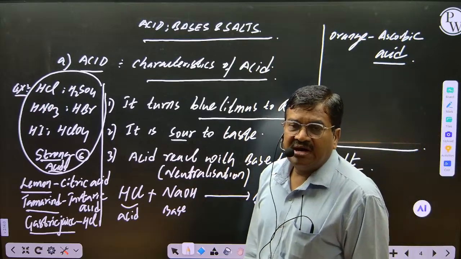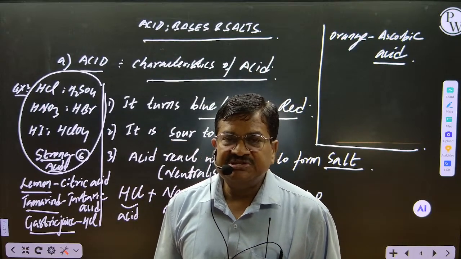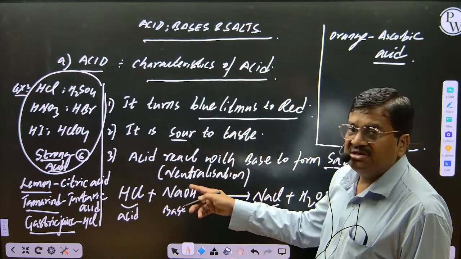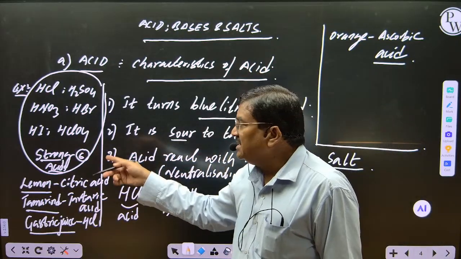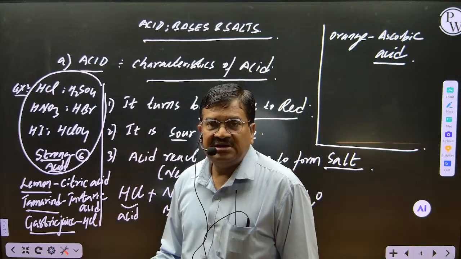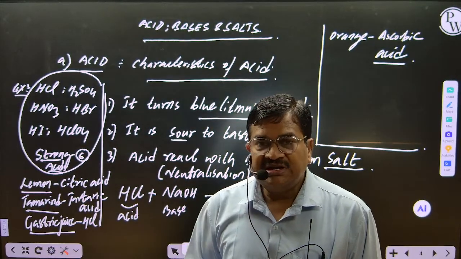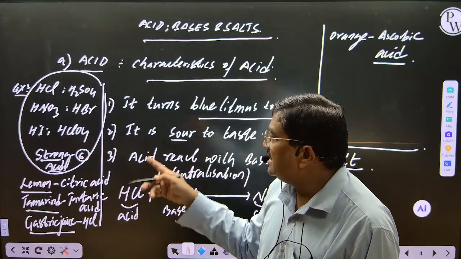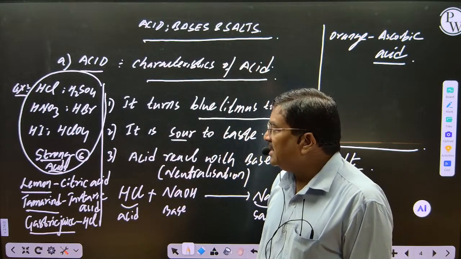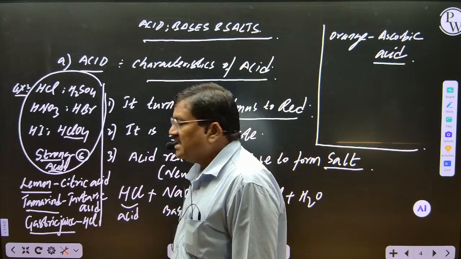Understood, students? So the characteristics of acids are understood, simple. It is sour to taste. They turn blue litmus to red. They will react with base to form salt and water. And based on the ionization of acid, we divide the acids into strong acid and weak acid. Strong acid means what? They will completely ionize, even at moderate concentration. Like what? HCl, sulfuric acid, nitric acid, hydrobromic acid, hydroiodic acid, and perchloric acid. These are all strong acids.